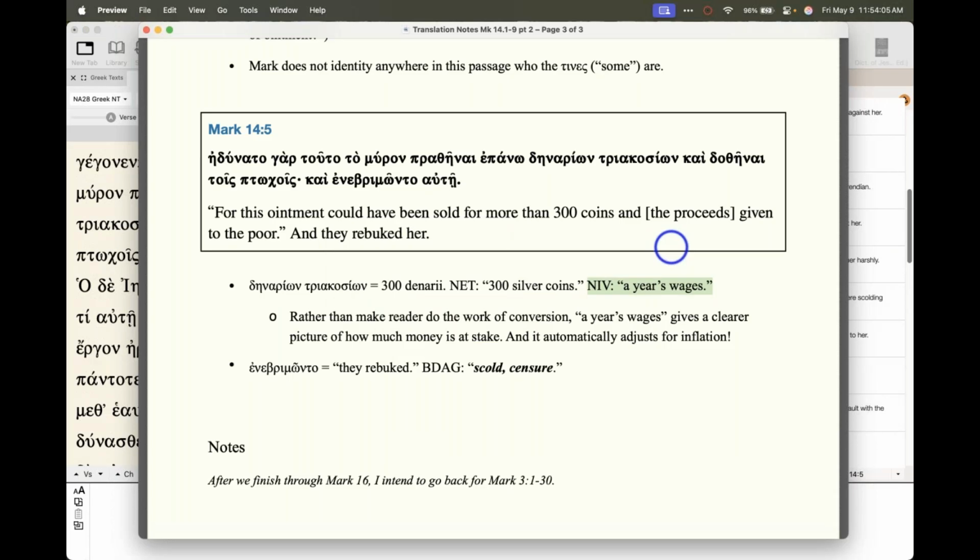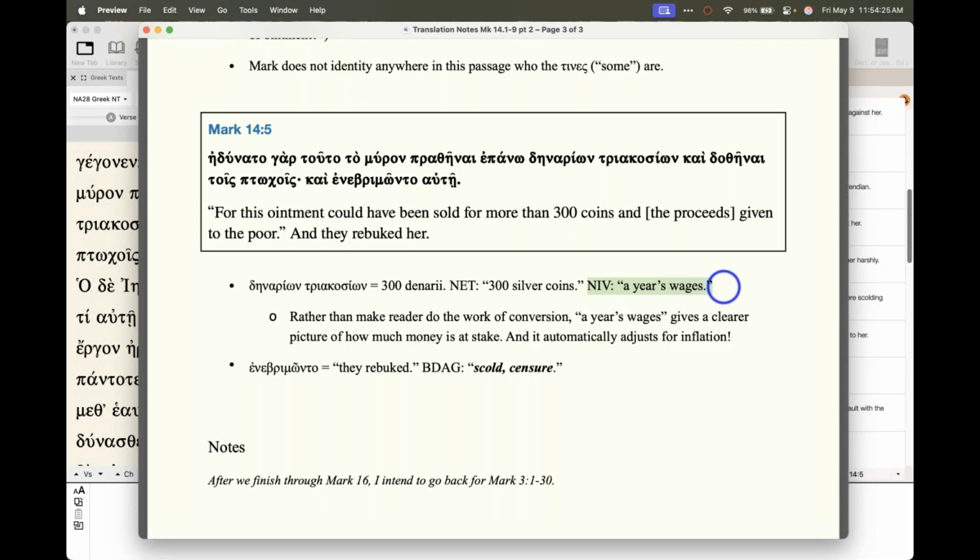And the other thing that's helpful about a year's wages is that it does sort of automatically adjust for inflation. So if the denarius was still in use today, it would presumably be a lot more than 300 denarii. So I think a year's wages is nice.